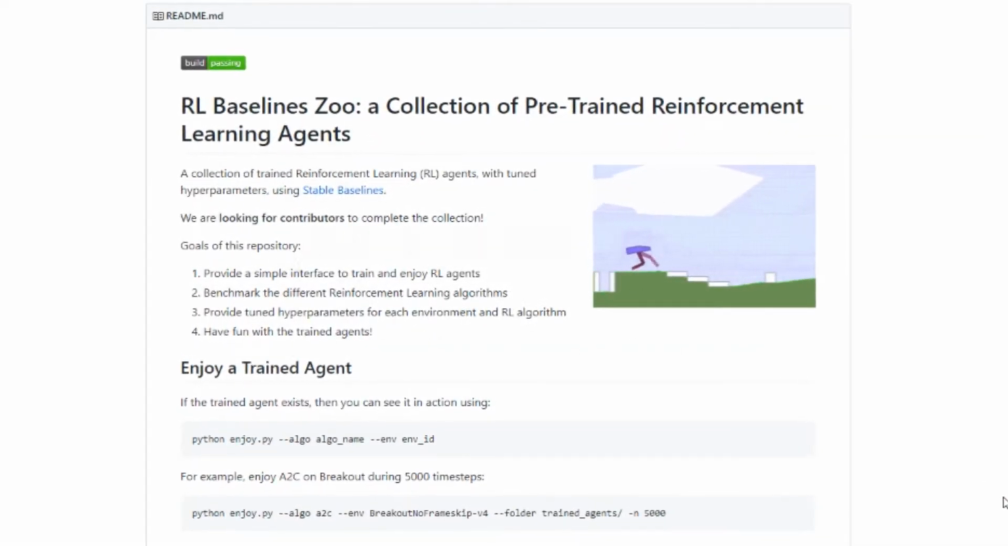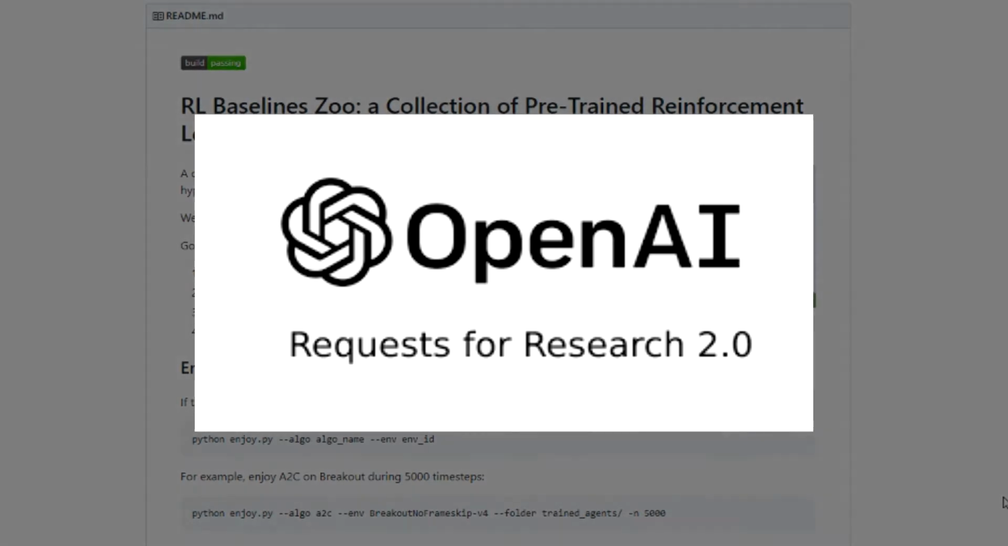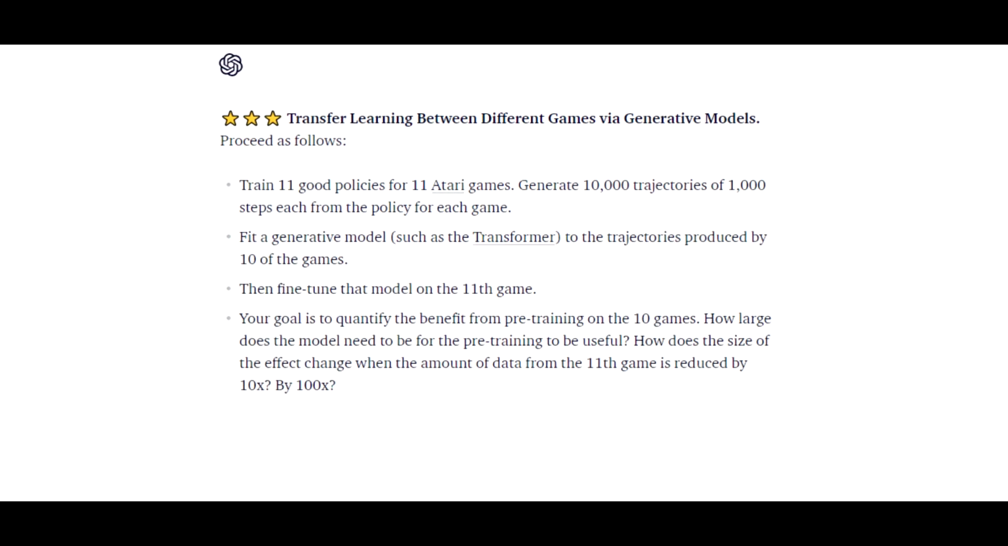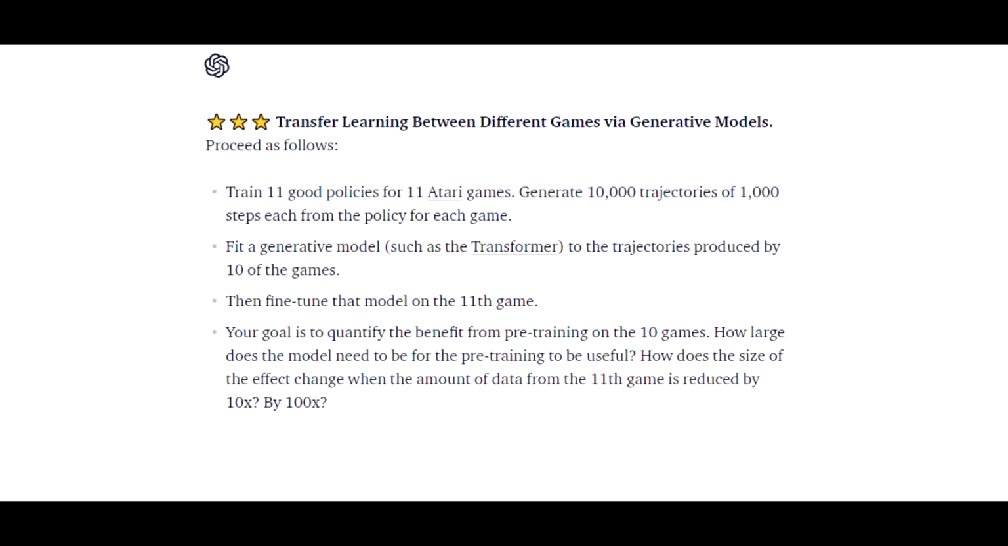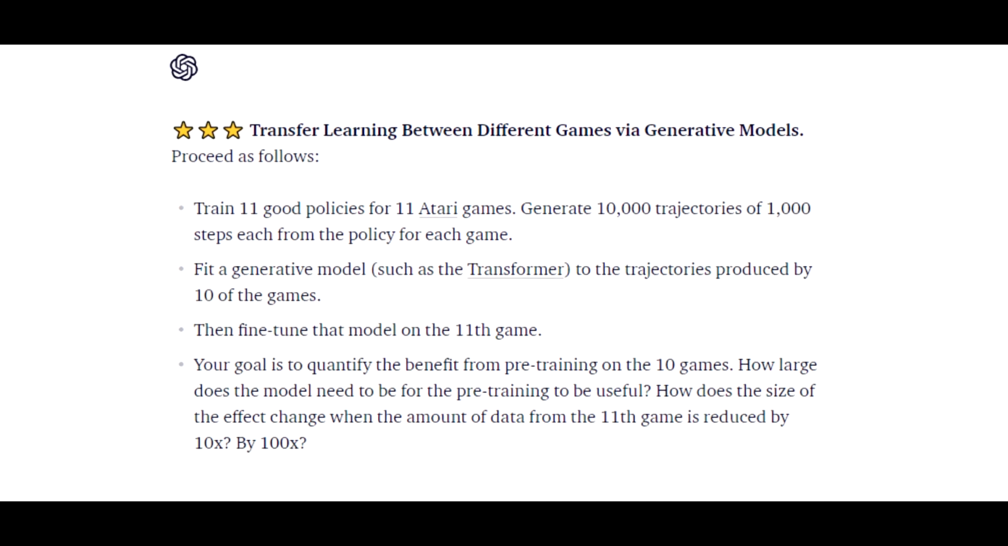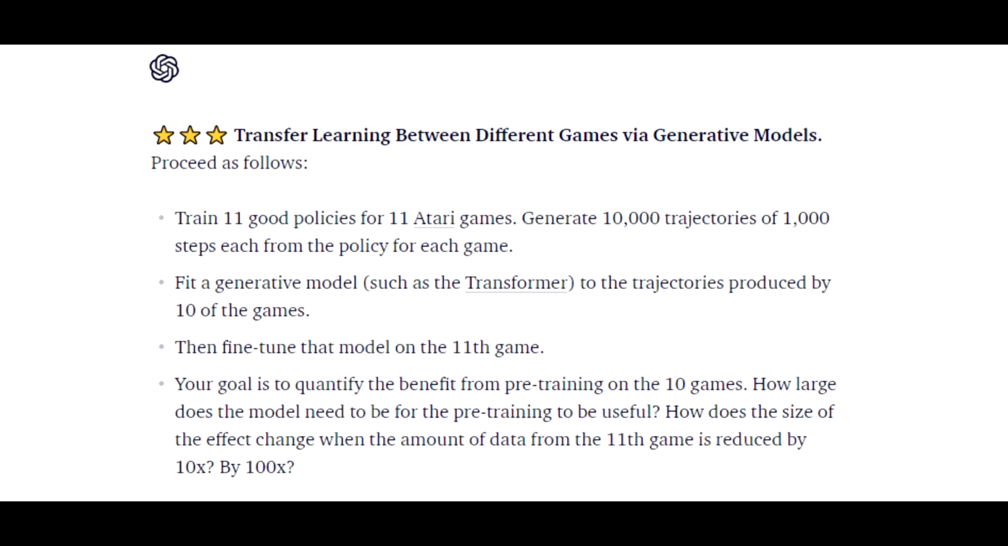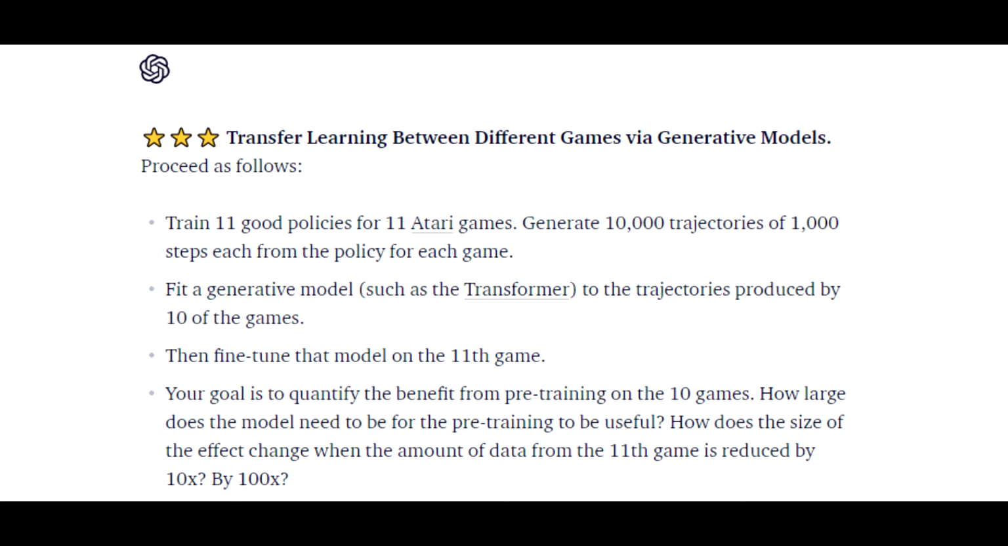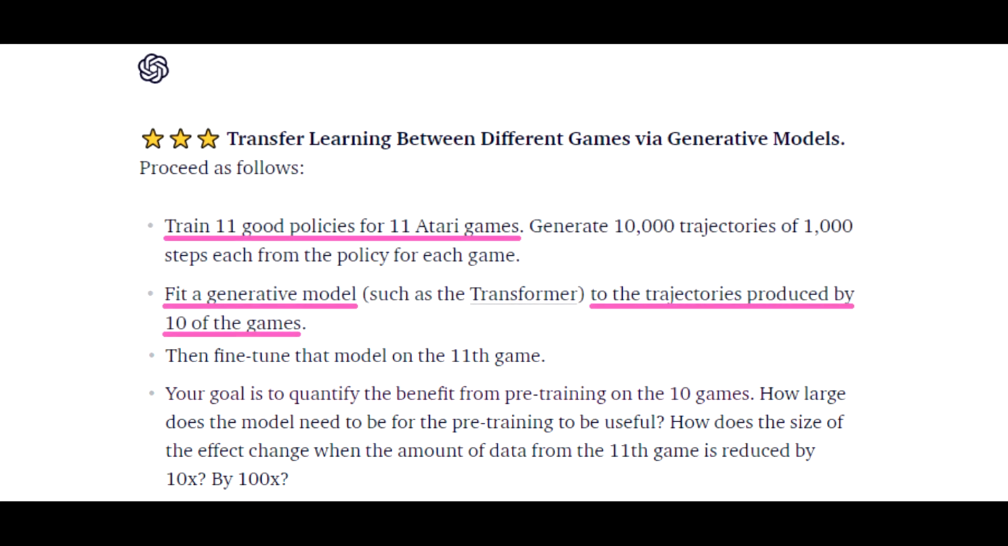The idea for our project came from one of 7 unsolved problems published by OpenAI last year. The problem is to evaluate whether or not we could fit generative models such as variational autoencoders or, more recently, a transformer network to the trajectories generated by agents trained on Atari games, and then use it as a policy network for a different game after some fine-tuning. More specifically, OpenAI's goal was to quantify the benefit from pre-training the generative model on different games, prior to the one we're interested in learning the actions for, and then to evaluate if it'd be possible to use less training data for it because of transfer learning.